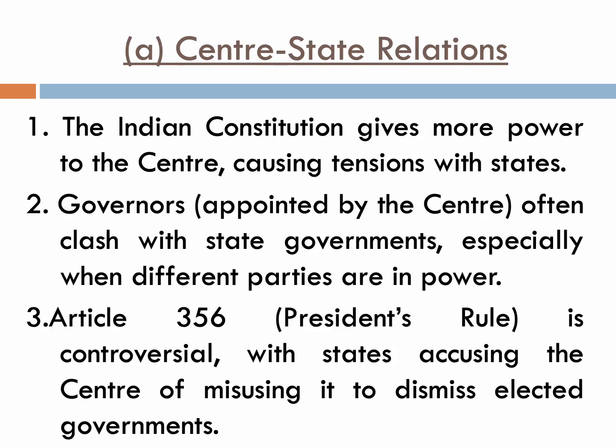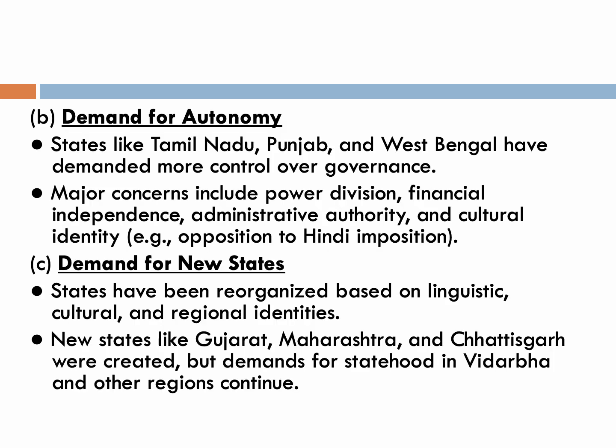In center-state relation, the Indian constitution gives more power to the center, causing tensions with states. The governors appointed by the center often clash with the state government, especially when different parties are in power. And Article 356, the president's rule, is controversial, with states accusing the center of misusing it to dismiss the elected governments.